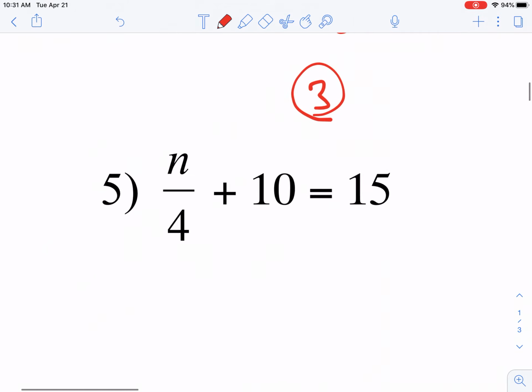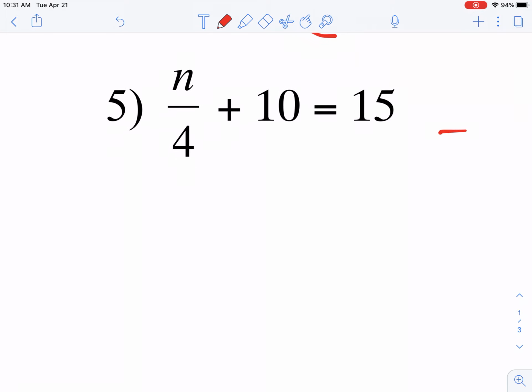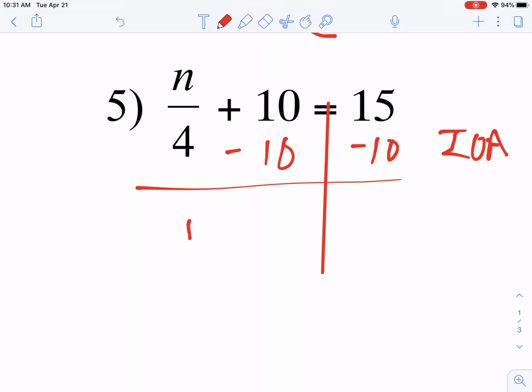Number 5, we're going to do the inverse of addition first. Subtract 10 from both sides of the equal sign. N divided by 4 drops down. Equal sign drops down. These cancel out. 15 minus 10 is 5.